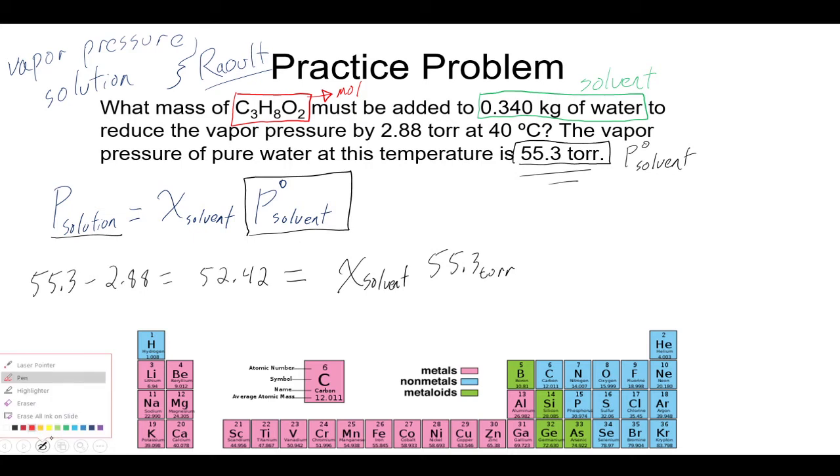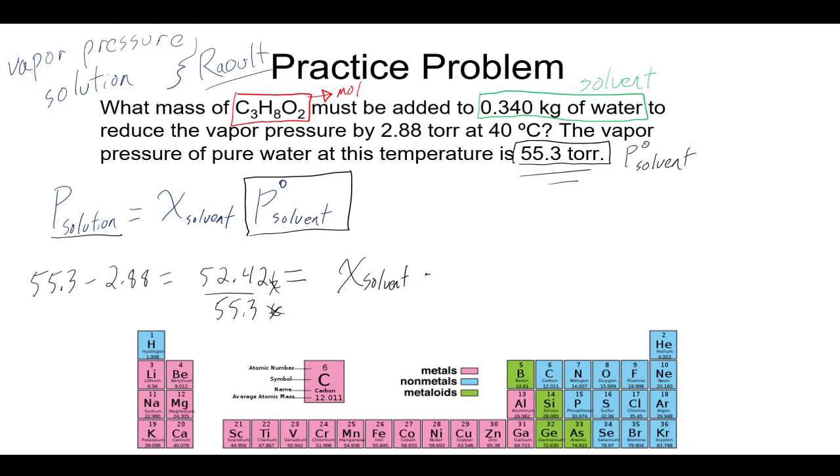So I can solve this Raoult's law for the mole fraction here. Divide both sides by 55.3 torr. The torrs will cancel. And the mole fraction of the solvent will equal 0.948.